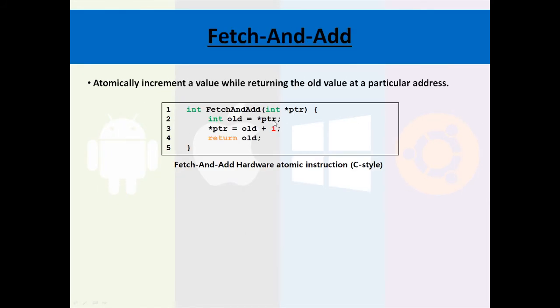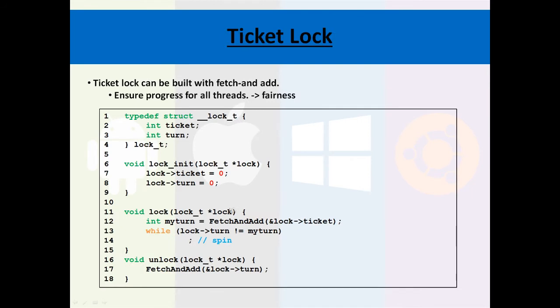0 will come in here. Old will be 0. And now we'll say pointer is equal to old plus 1, which will be 1. So turn will basically be updated with 1 now.